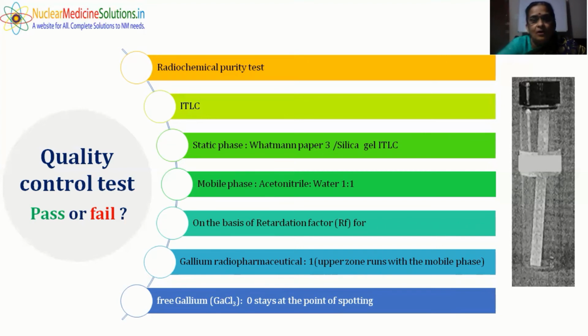Generally, this is how it is. The lower zone will be the free radiopharmaceutical, which we don't want, the undesirable fraction, and the labeled one will be the upper zone, which is what is expected. For it to pass, it has to have at least more than 90% or 95% of the counts in the upper zone. When we count these two halves, we have to get the upper zone counts more. Then it will pass, and we can inject this radiopharmaceutical into the patient's body.